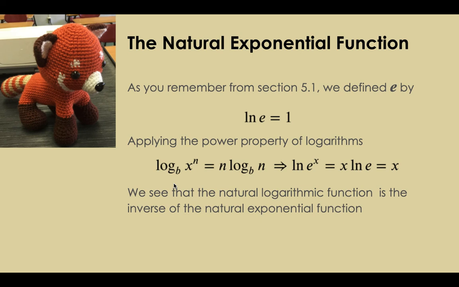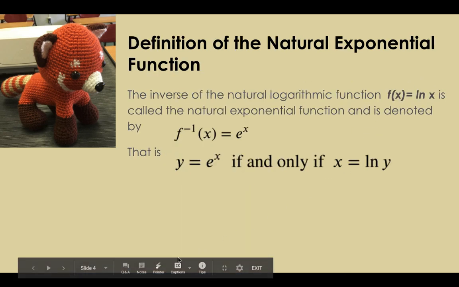So we defined e by this number, that if I take the natural log of e, I get 1. And using our properties of logarithms, the log of x to the n is n times the log of x. Oh, that's an error there. I should fix that.